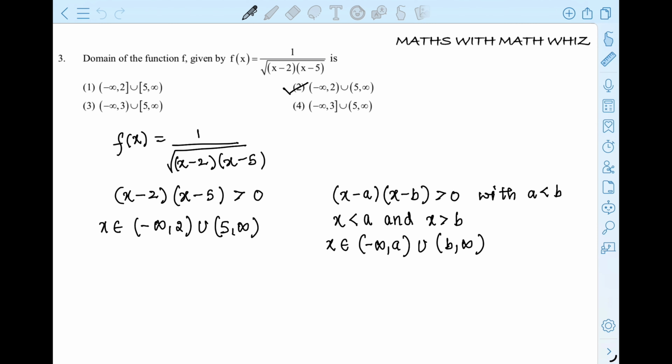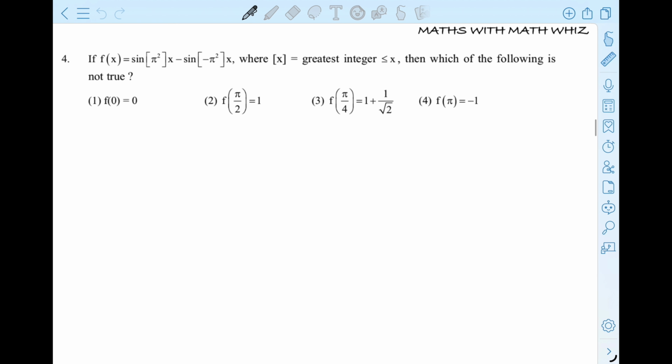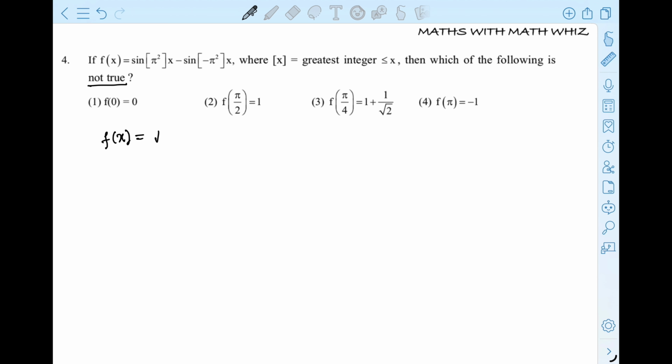So the next question is, if f of x is equal to sine of the greatest integer function of pi square x minus sine of minus pi square x, where [x] is the greatest integer less than or equal to x, then which of the following is not true? So first let us consider the function given. f of x is sine of pi square x minus sine of minus pi square x.